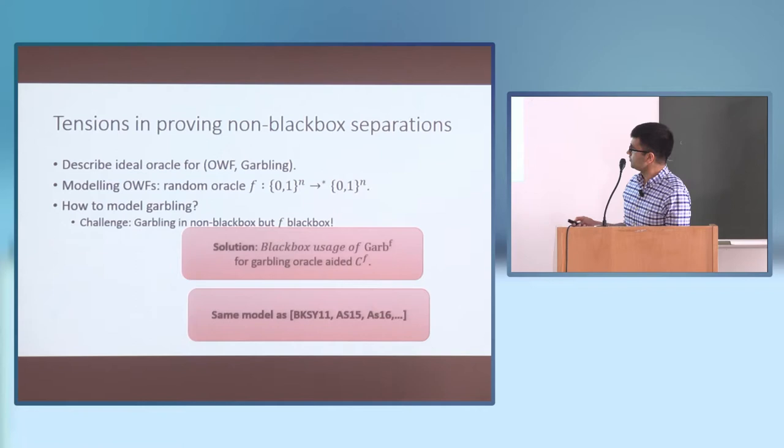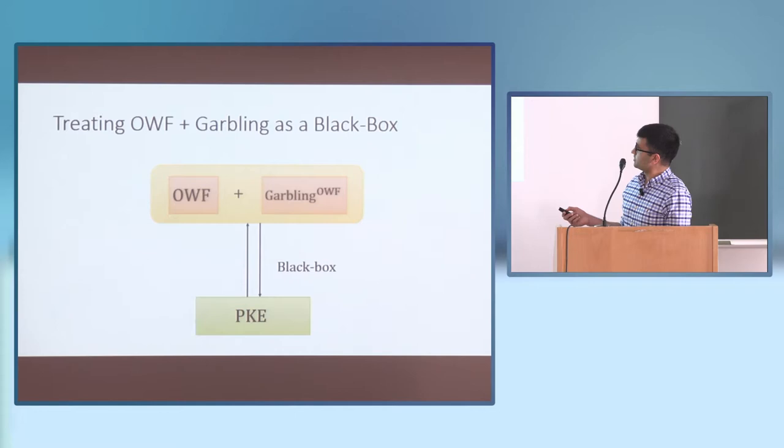Okay. So now our task would be to show that public key encryption is impossible with black box access to a one-way function oracle and to a garbling oracle that garbles circuits with one-way function gates in them. So second-order garbling is not enough. Exactly. Yeah. Right.